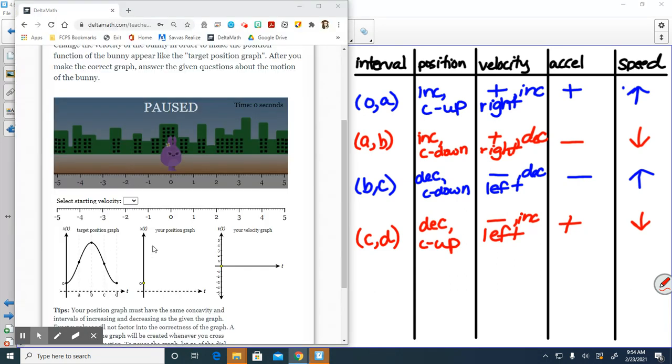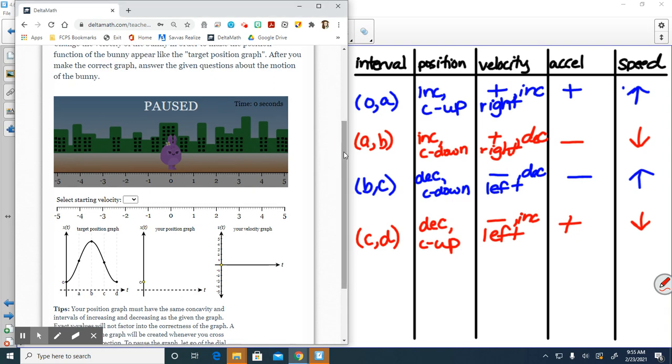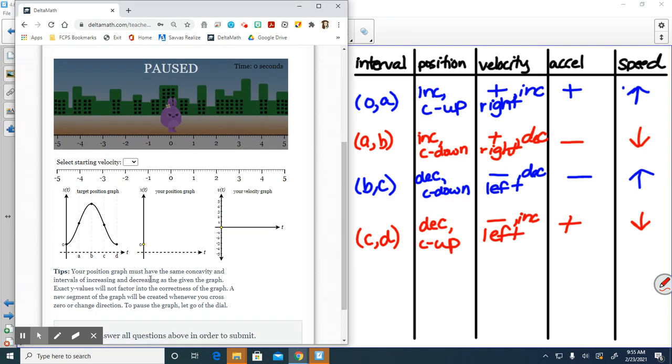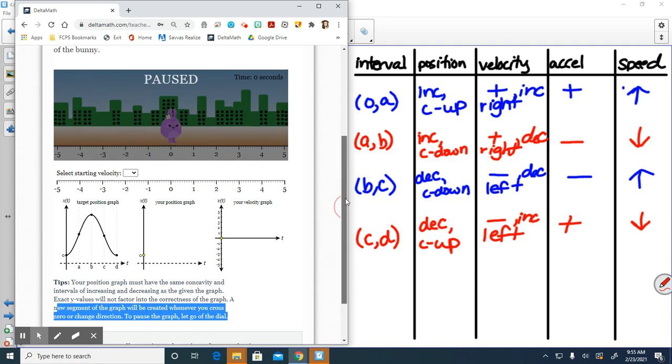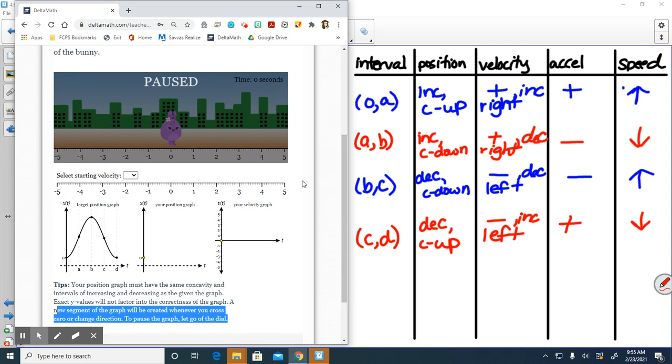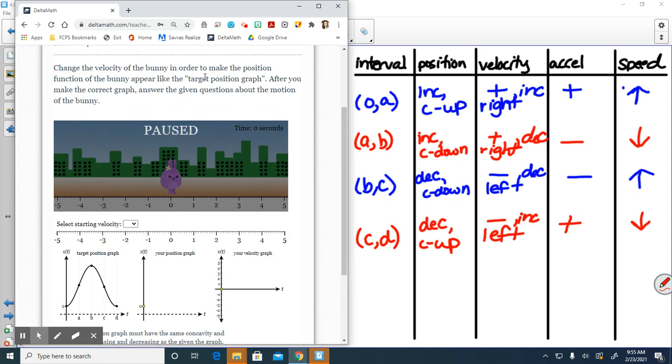So now I'm going to try to make my position graph match the target. Couple of tips. It says your position graph must have the same concavity. We already know that. A new segment of the graph will be created whenever you cross zero or change direction. And then to pause the graph, you're going to let go of the dial. So what I'm going to do is try to graph just the interval from 0 to A, and I'm going to let go of my mouse when I do that. And we also need to move, what does it say? Change the velocity. We want to move this, we're going to move a cursor.